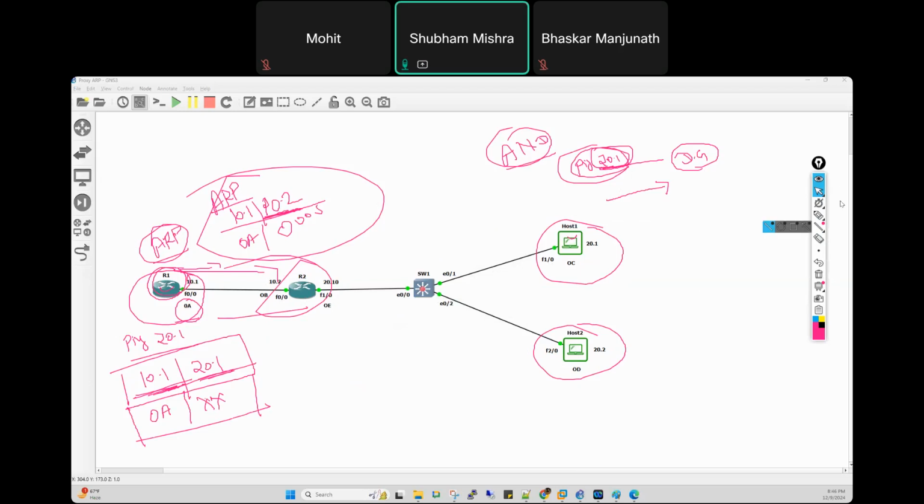What will R2 do when this packet reaches R2? First of all, R2 will open this packet at layer number 2. At layer number 2, R2 finds the destination MAC will be FFFF. Agree, yes or no? Right?